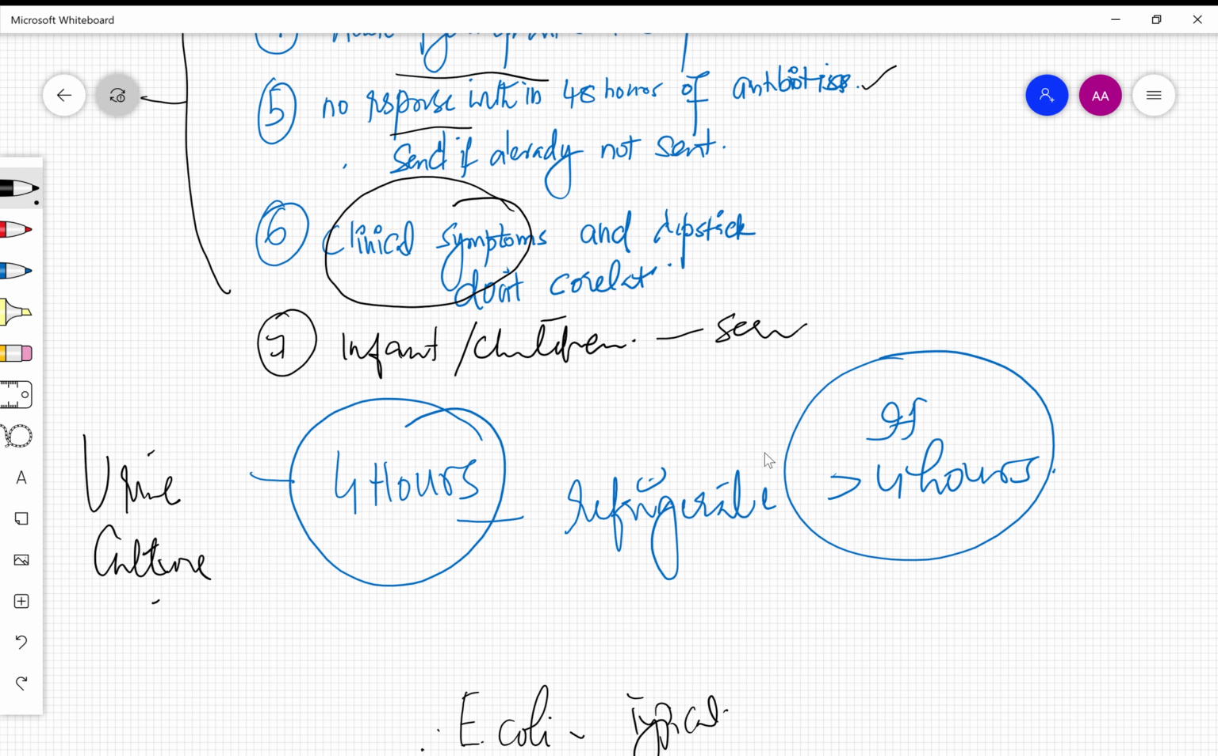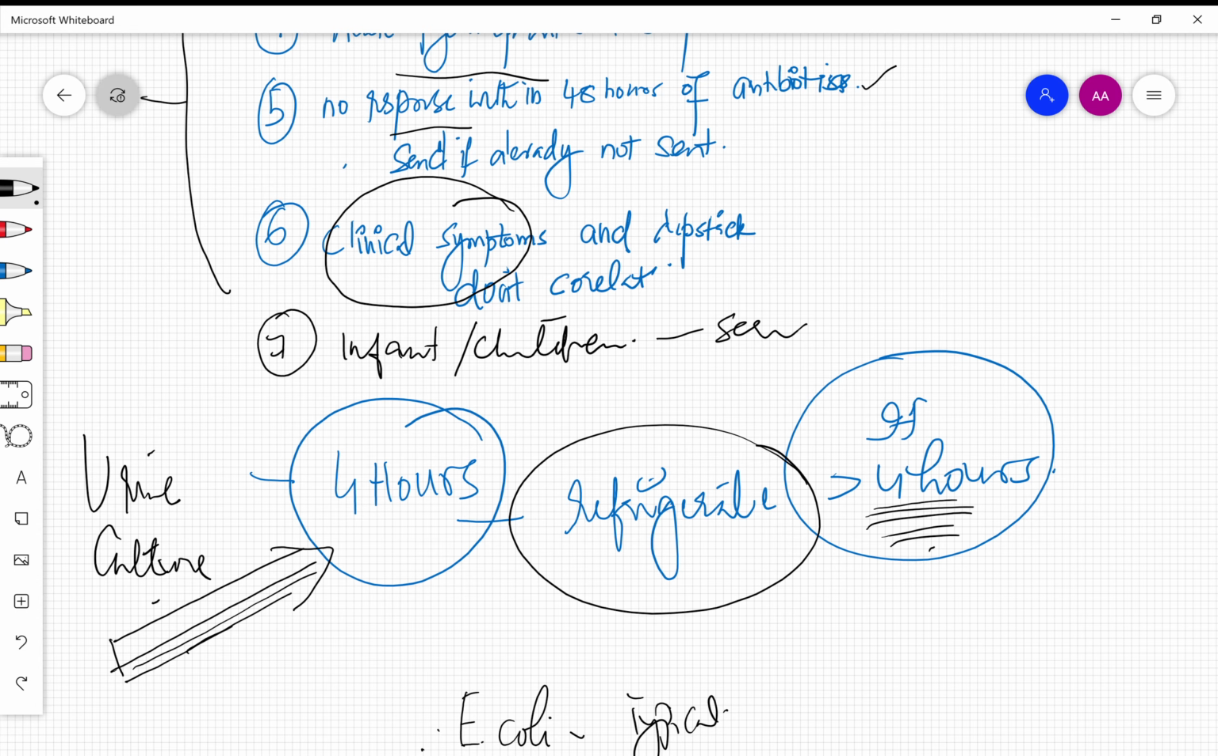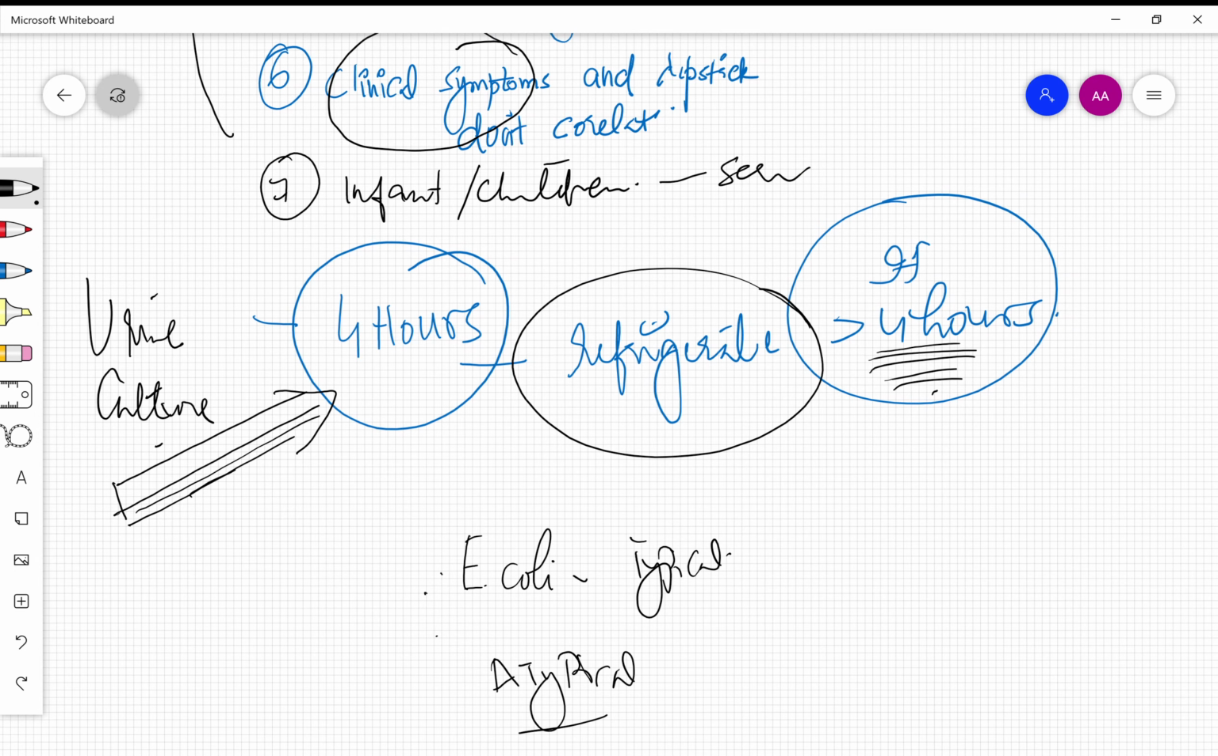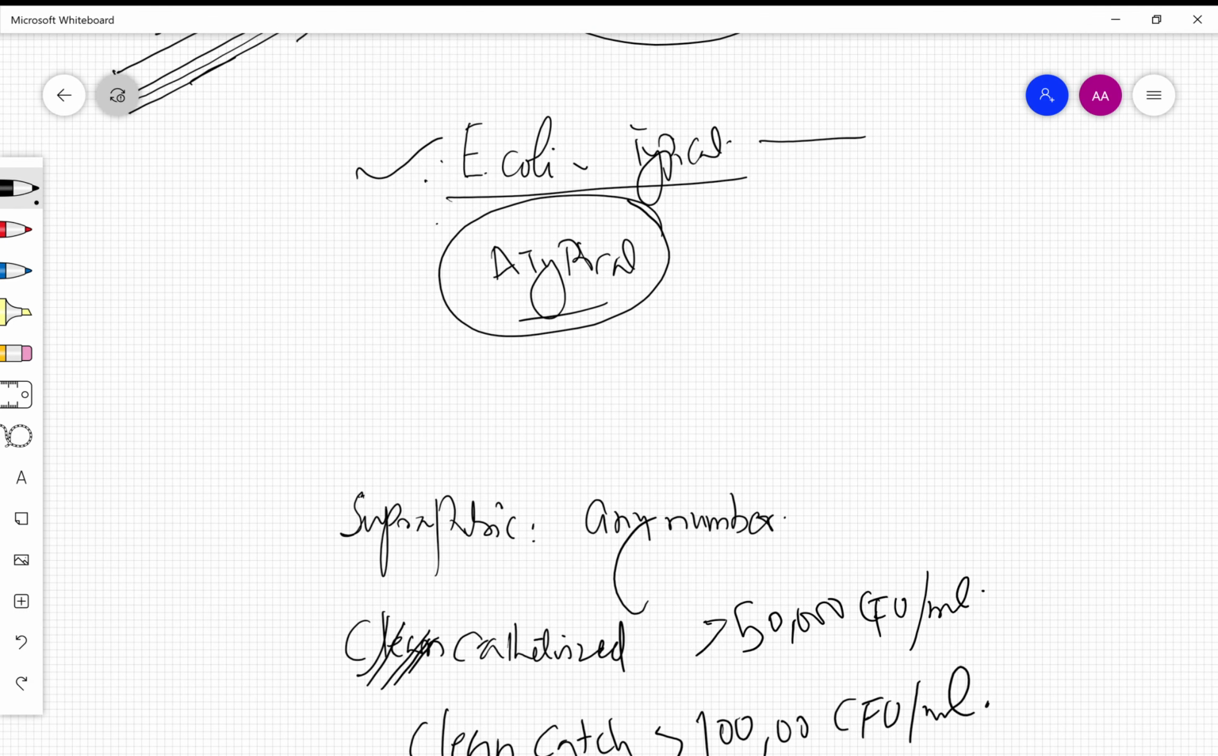If you take a sample and urine plating can be done within 4 hours, that's good. But if it is delayed by more than 4 hours, then you have to refrigerate that sample. And if E. coli grows on it, we call it a typical UTI, and this is one of the definitions of typical and atypical UTI.